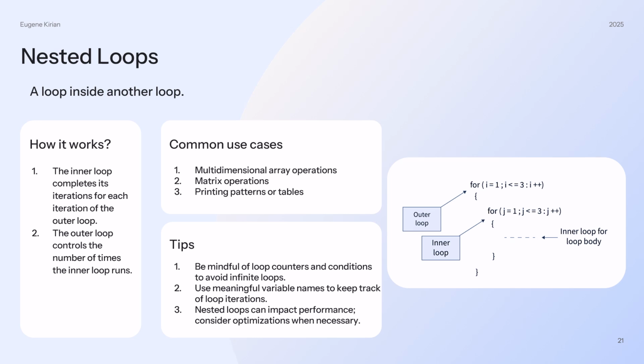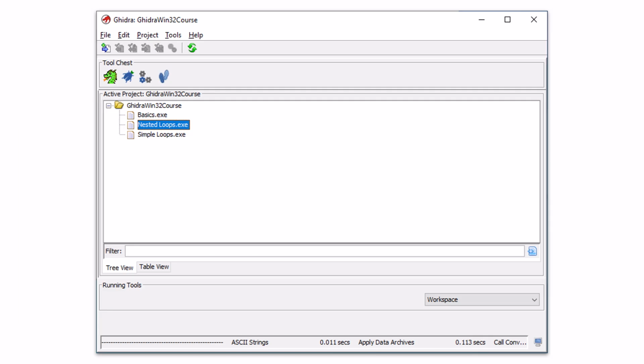In a nested loop, the inner loop completes its iterations for each iteration of the outer loop. Nested loops are commonly used in multidimensional array operations, matrix operations, and printing patterns or tables. When working with nested loops, it is essential to keep track of loop counters and conditions to avoid infinite loops. Close the code browser window with simple loops and open the nested loops example program.